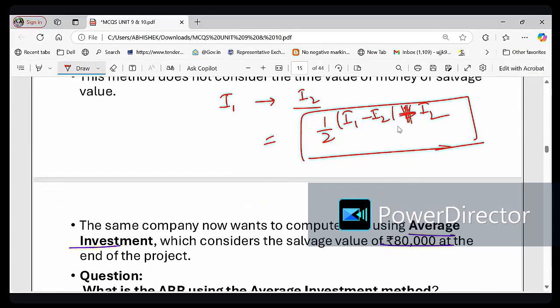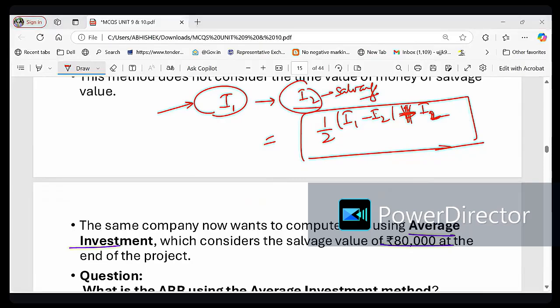Half of I1 minus I2 plus I2. What is I1? I1 is the initial investment. What is I2? I2 is the salvage value, right? And that is all. That will work. Okay. Now, friends, let's see the next one.